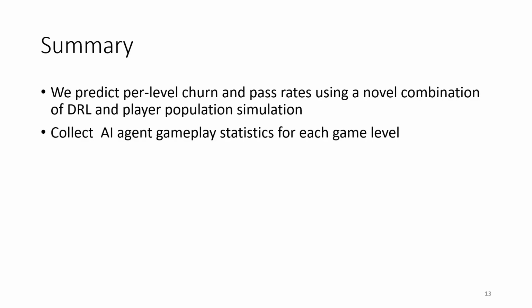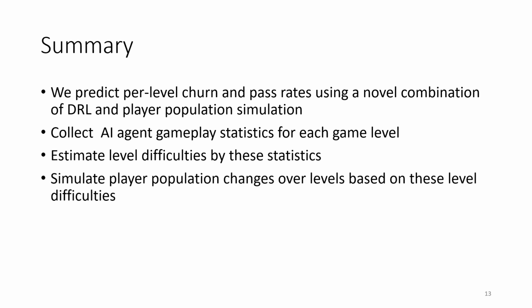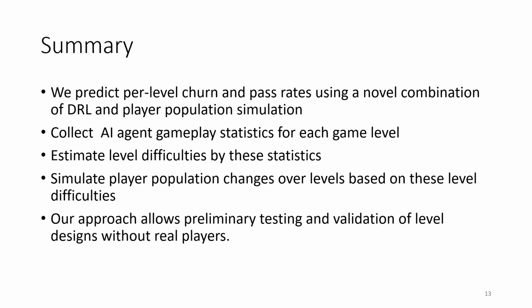At first, AI gameplay statistics are collected from each game level. The DRL agent only needs to be trained once per level. Level difficulties are estimated using these statistics. Based on the estimated level difficulties, the evolution of player population over levels is simulated. Our approach allows preliminary testing and validation of level designs without real players. Naturally, the model needs to be updated with real data whenever new levels are released to players.